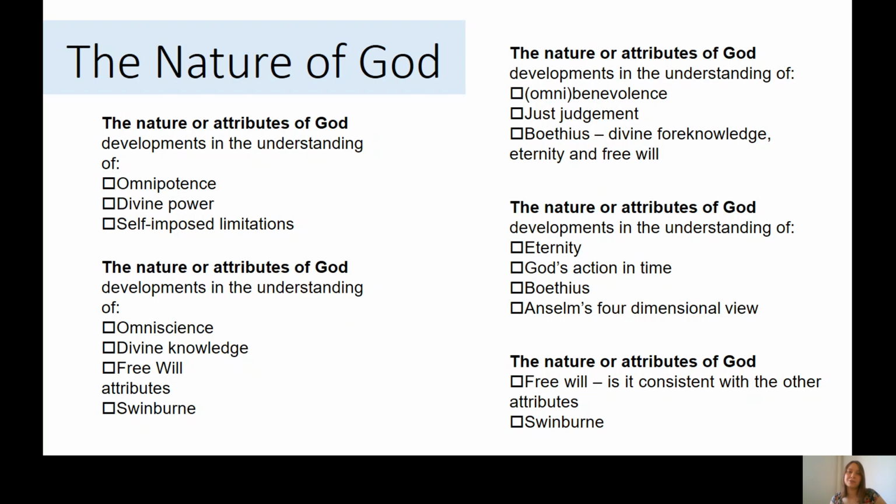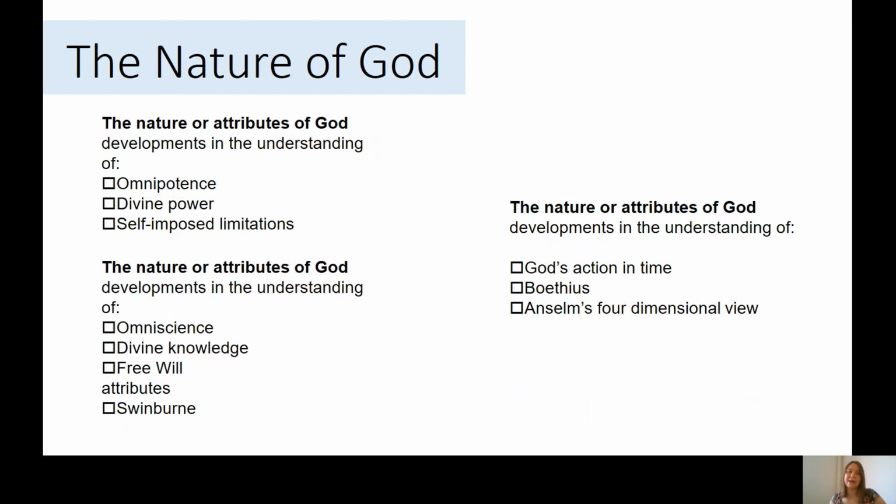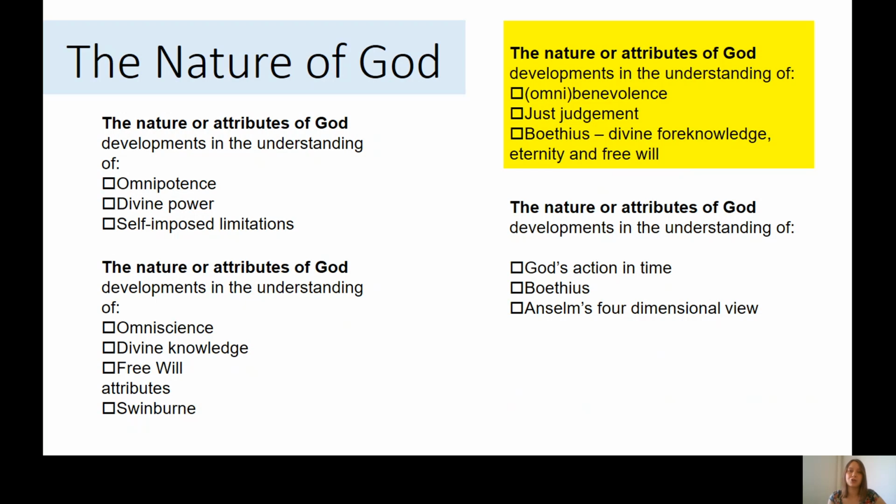So the one that we're going to do today is the topic on the nature and attributes of God. So we need to look at developments in the understanding of omnibenevolence, just judgment, and Boethius's idea on divine foreknowledge and eternity and free will. And we've already looked at Boethius, so we'll just link that into what we're doing today.